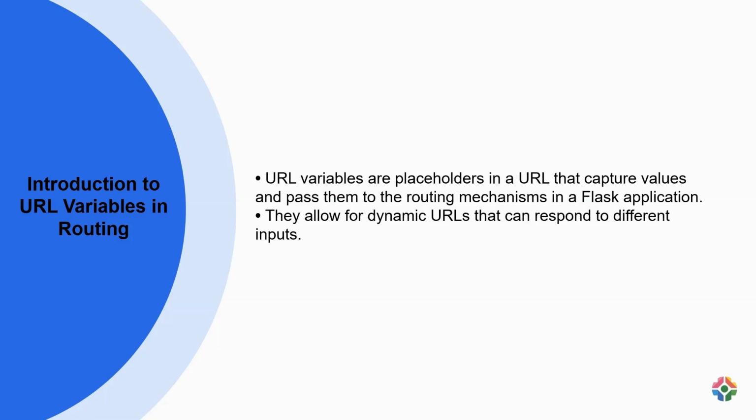For instance, a Flask application for an e-commerce website can utilize URL variables to handle product IDs, enabling users to access specific product pages simply by changing the value in the URL. By incorporating URL variables, developers can enhance the flexibility and interactivity of their Flask applications to deliver a more tailored user experience.